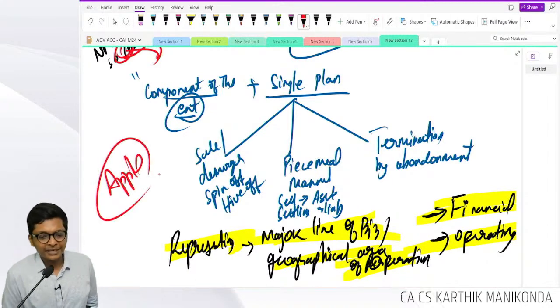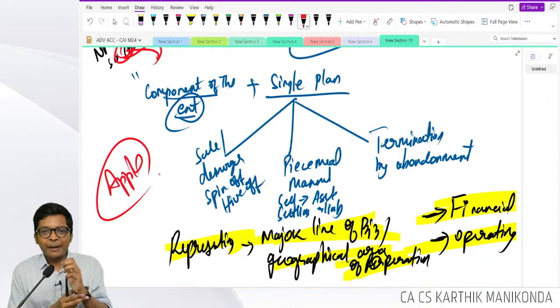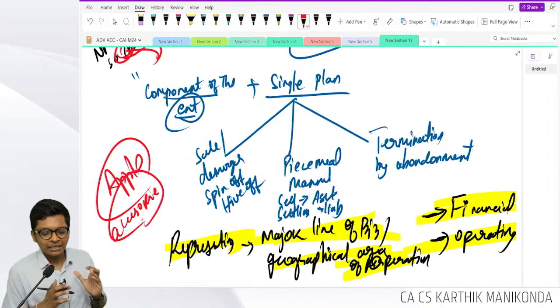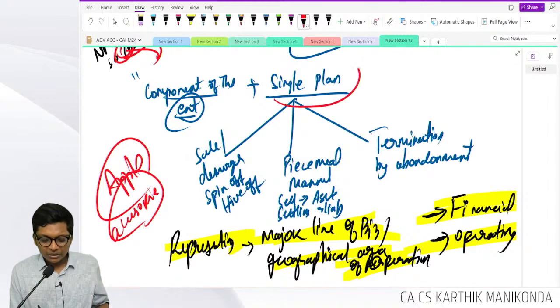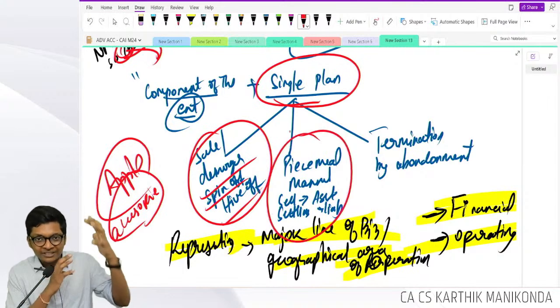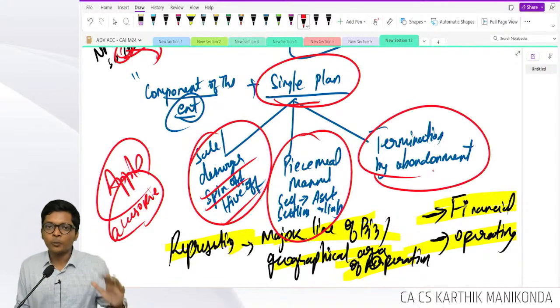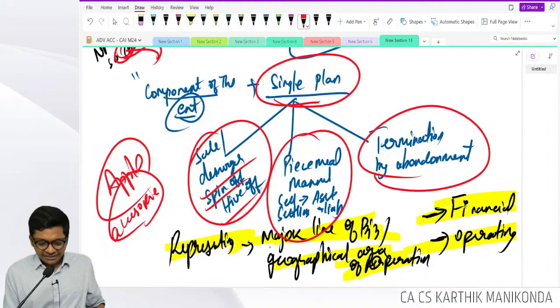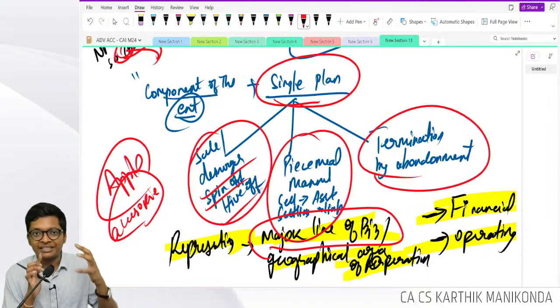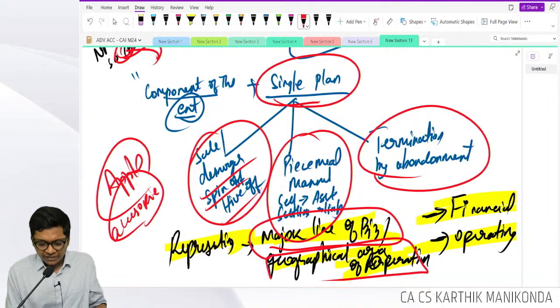Apple has many products. Now let's say Apple's division of, let's say Apple Watch and Apple AirPods, let's call it Apple Accessories. That department Apple wants to sell through a single plan, either sell, demerger, spin-off or hive off a separate entity, or piecemeal, sell the parts of the entity, or terminate, leave it, nobody is buying it. Example, that represents major line of business. For Apple, AirPods and Apple Watch is a major line of business, accessories.